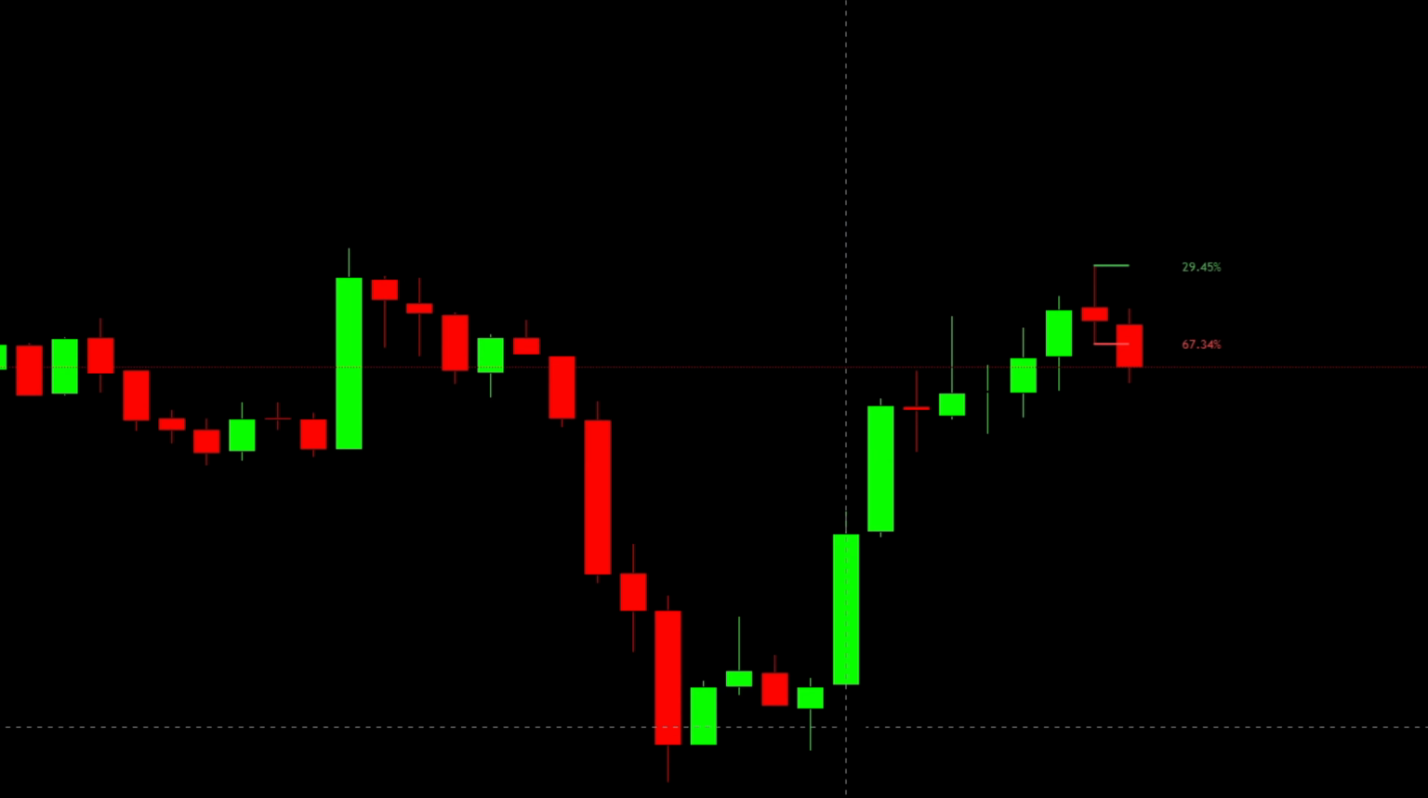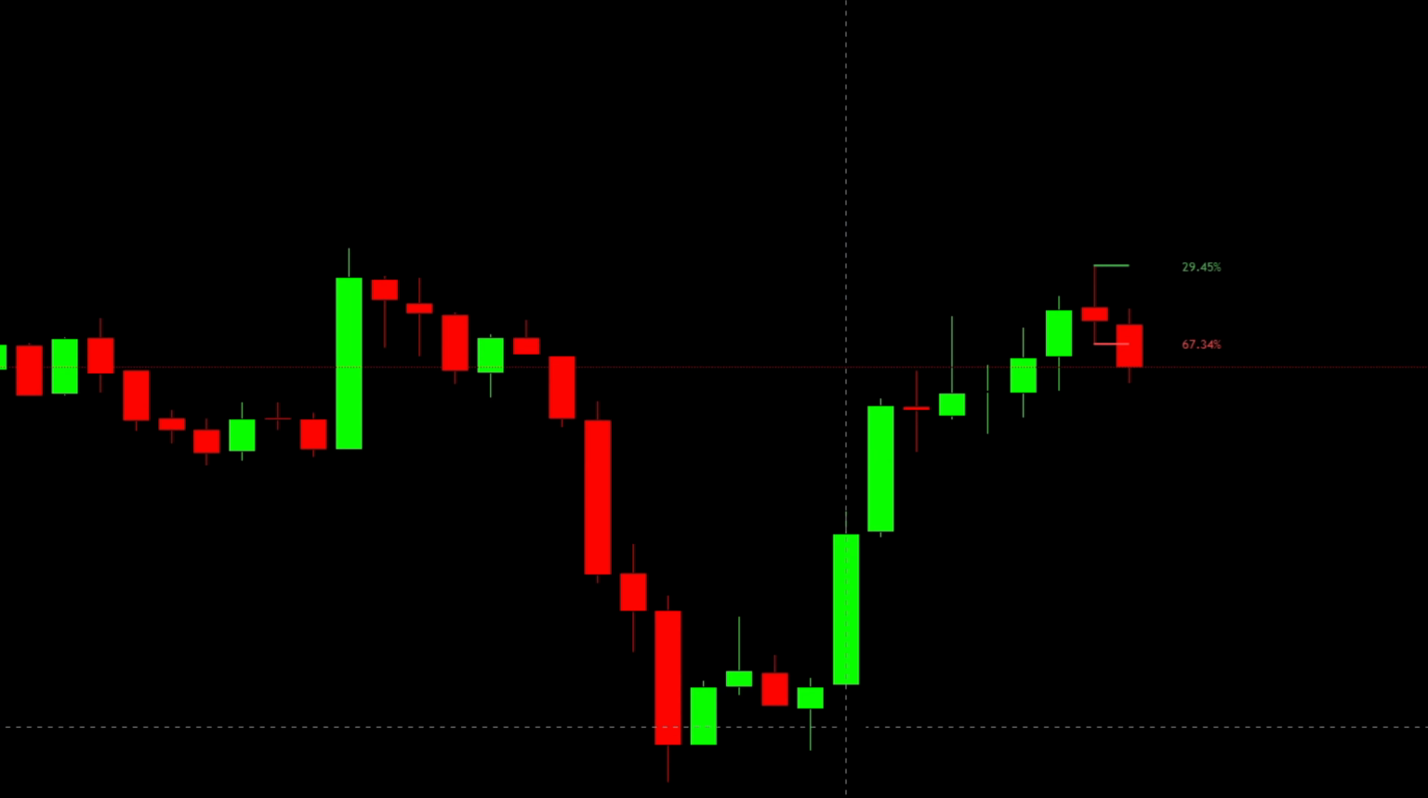Okay, but what do these numbers actually tell us about the price? Well, here where it says 67.34%, this basically means that during this candle that started right here, it was a 67% chance that the price would go below this level and print a new low. And as you can see, during this candle, we indeed printed a new low, so this indicator predicted the price correctly here. But at the same time, it was a 29.45% chance that the price broke this level. But you can see it was a higher likelihood that the price broke below the 67.34 level.